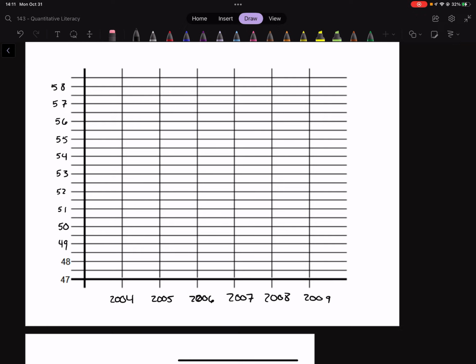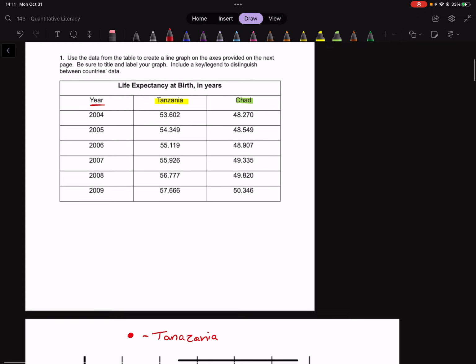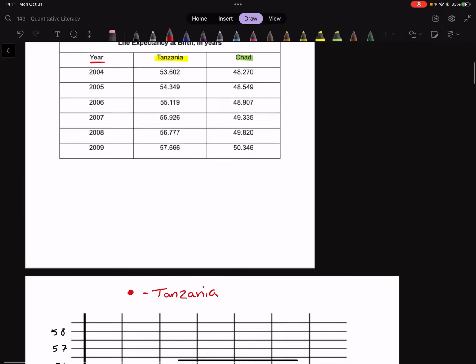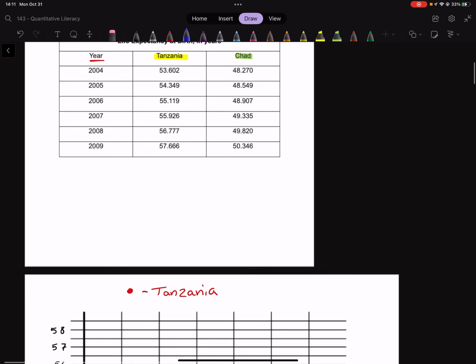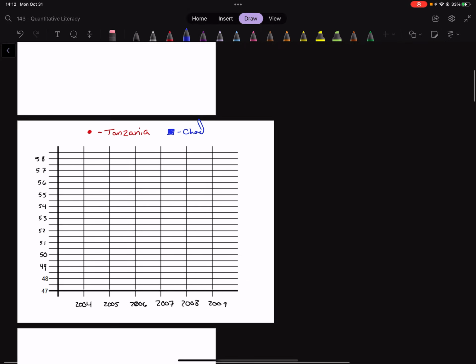Now, they want us to provide a legend for the countries. So maybe what we can do is we can use red circles for Tanzania. I don't think I spelled Tanzania correctly. Nope, Tanzania. So I should erase this. There we go. And then let's use blue squares for Chad. Alright, so now basically we just need to plot this data.